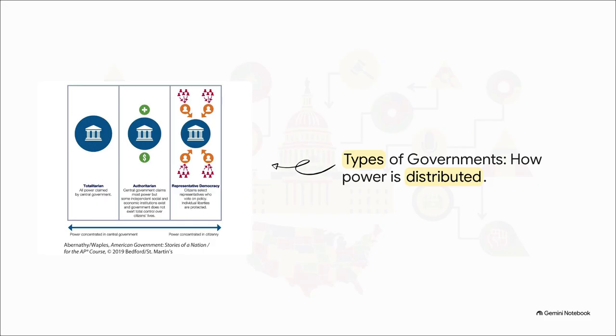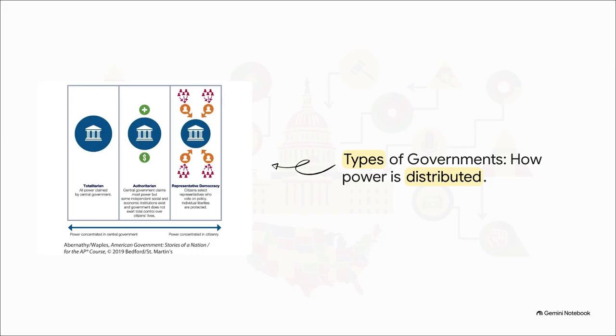Then, moving toward the middle, we see authoritarian systems. Now, they still claim most of the power and definitely suppress citizens' voices, but they might actually allow some independent social or economic institutions to exist, so they don't exert total, absolute control over every single aspect of life.